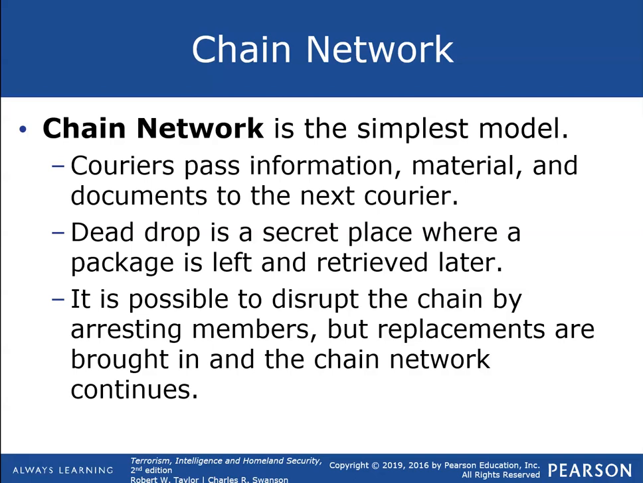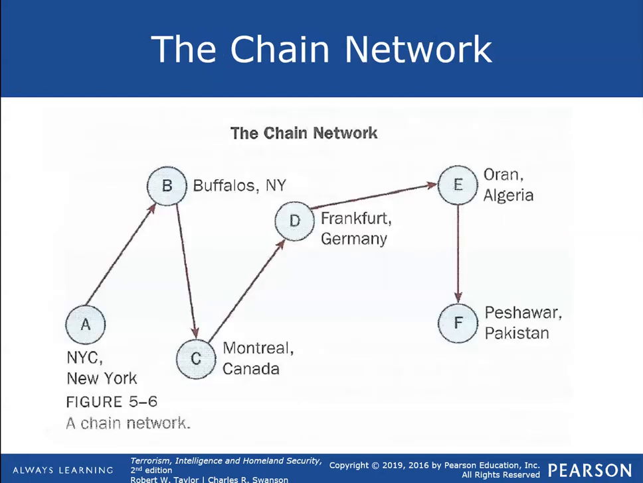And as I said, it may be possible to take out a few couriers in the chain, but it's going to be more difficult to roll up the entire network. So hopefully that makes sense. So this is what a chain network looks like. It's going to be basically from person A, they'll take it to location B and they'll drop it in a dead drop, and then this courier picks it up and brings it here, here, here. And if this person gets caught, these people don't know each other, so this part of the chain is not disrupted. They just simply put in another person here. So hopefully that makes sense.